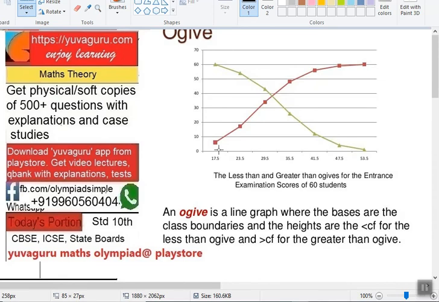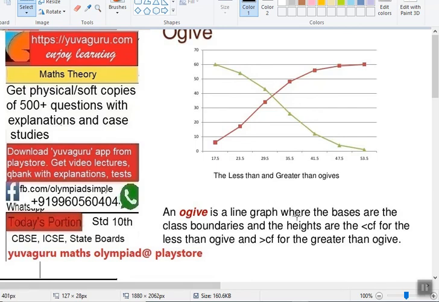See this. This is what we have plotted, the cumulative frequencies. Okay. So sometimes it is higher, sometimes it's lower also. Both things can happen. The less than and greater than ogives are for the entrance exam. Basically these are less than and greater than ogives.